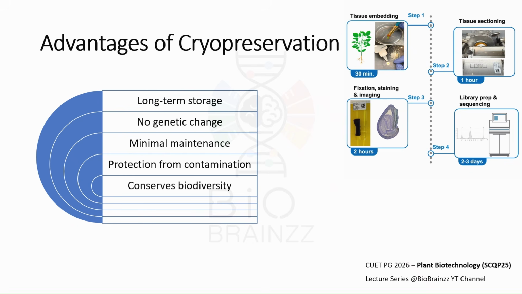Advantages of cryopreservation. Cryopreservation offers many advantages. It allows extremely long-term storage with minimal space requirement. There is almost no genetic change because metabolic processes are halted. Maintenance costs are low compared to field gene banks. The material is protected from pests, pathogens, and environmental disasters, and biodiversity can be conserved efficiently. Therefore, cryopreservation forms the backbone of many modern germplasm conservation programs.